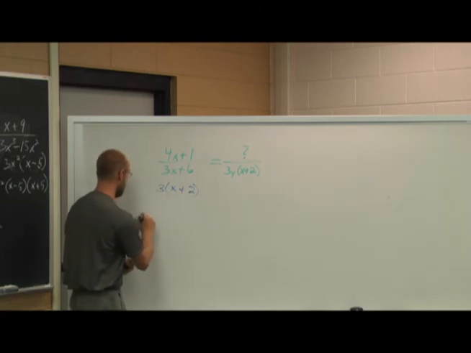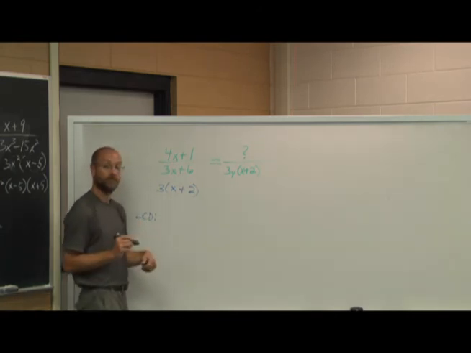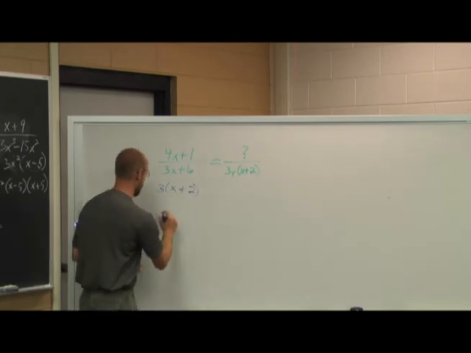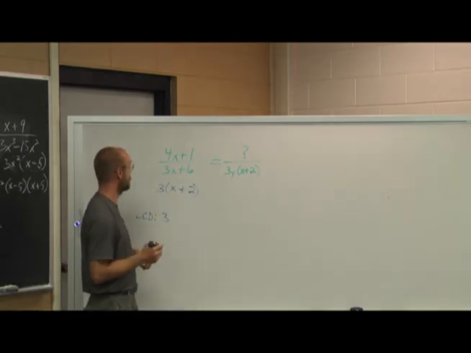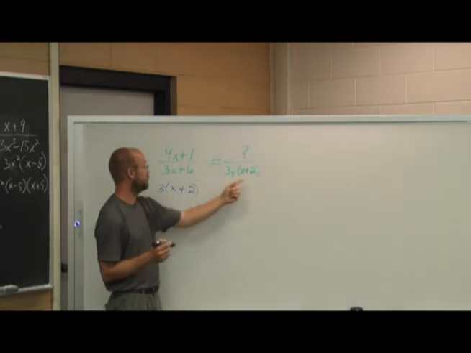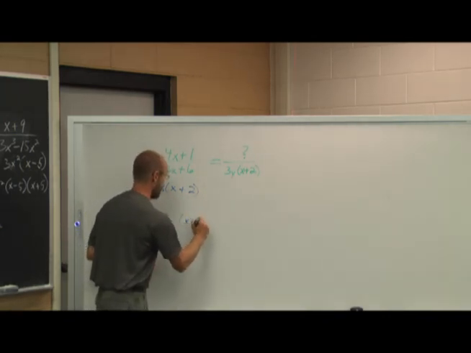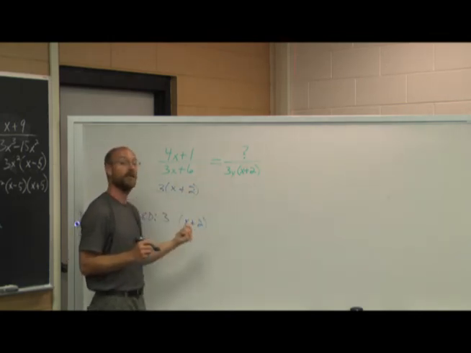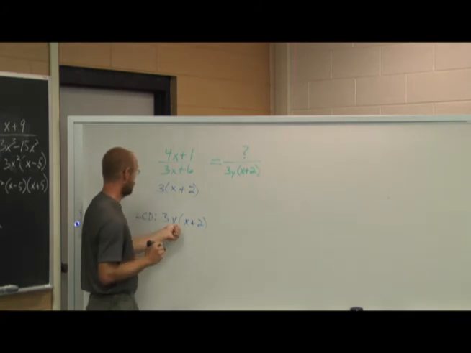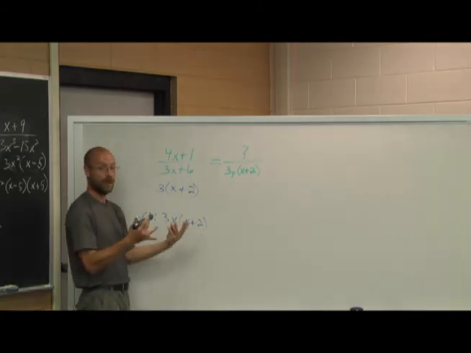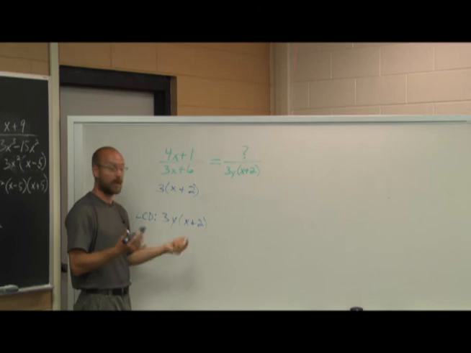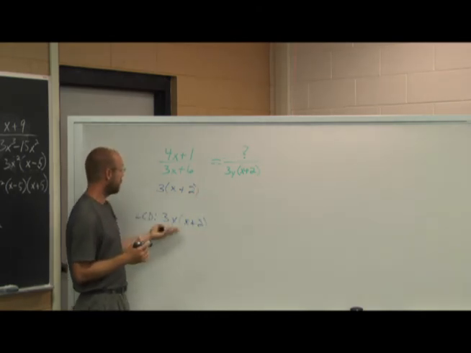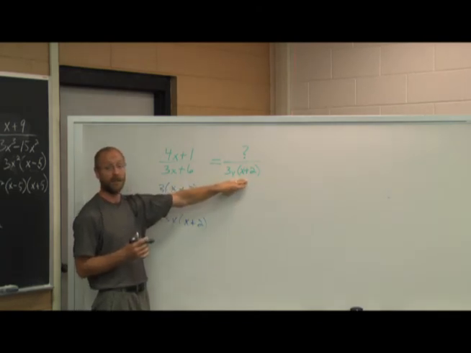So I'm going to look at what is my LCD. Well, my LCD, I have a factor of 3 in both of them, just one time, so I need that factor. I have a factor of x plus 2 in both of them. This one has a factor of y, so my LCD needs that factor of y. So these are the unique factors and their multiplicity, or the number of times they repeat. They each repeated just once, at least in one of our denominators. Now, if we look at this, that is already my LCD.